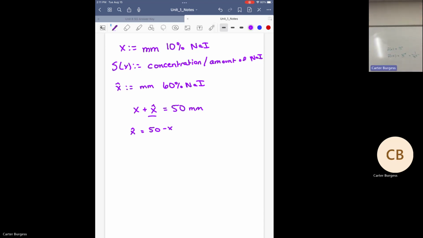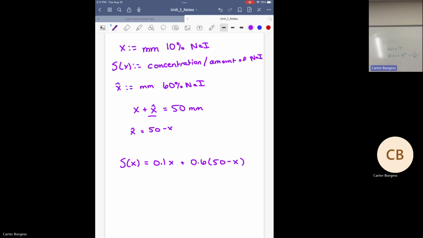And so now we know that our concentration here is going to be however much the 10% contributes. It's going to contribute 10% of its volume, so 0.1 or 1/10 times our x, plus however much the 60% contributes. This is going to be 60% of its volume. What is its volume? Well, that's 50 minus however much x we are using.